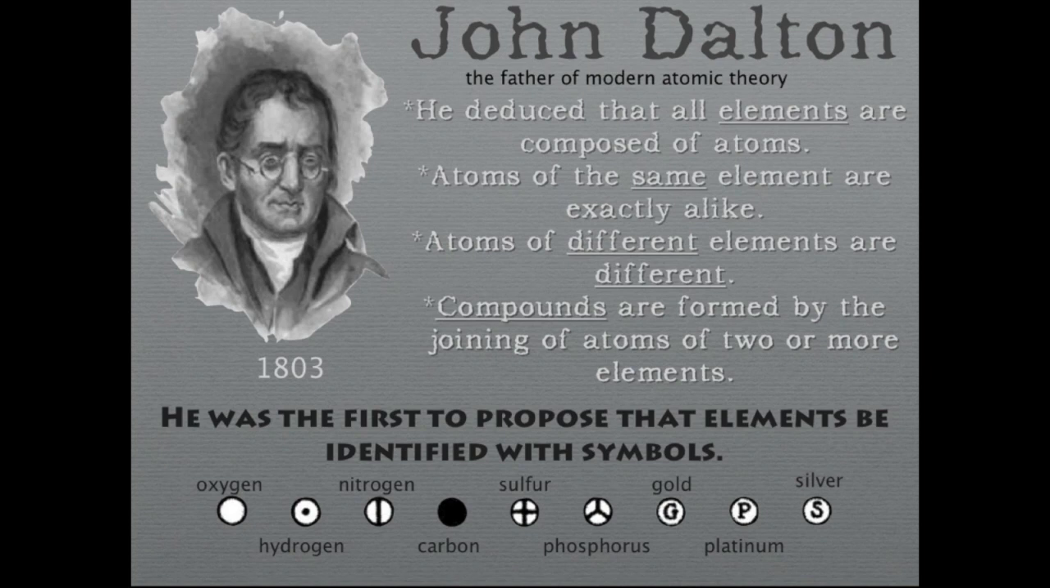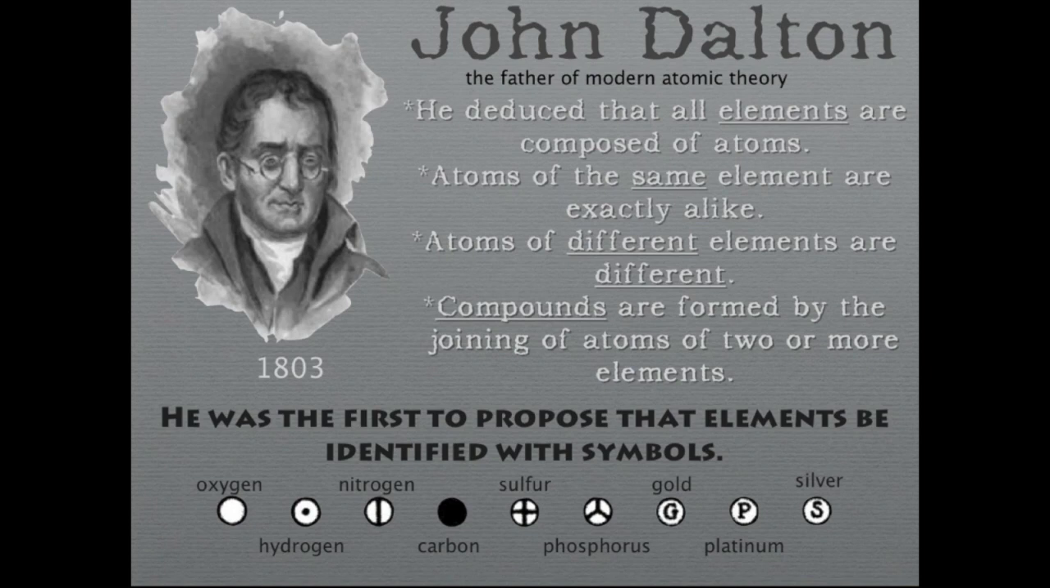Now, John Dalton was known as the father of the modern atomic theory. He came up with the idea that all elements were made up of atoms, which is true. He came up with another idea that all atoms of the same element are exactly alike. So all atoms of oxygen are going to be the same, and that's true based on the number of electrons and protons. And if you have iron, all atoms of iron are going to be the same. He also said that atoms of different elements are different, and all that means is atoms of iron are different from atoms of oxygen. Atoms of oxygen are different from atoms of chlorine.